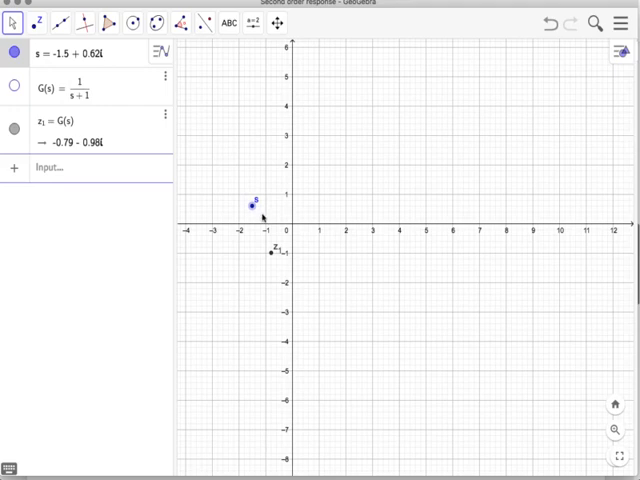I have s, which is this point that I'm moving around, and I have this point z, which is now g of s. As I move s around, g of s moves. And something that's already interesting to note is that as s approaches the point -1, z, which is now g of s, moves further away from the origin.